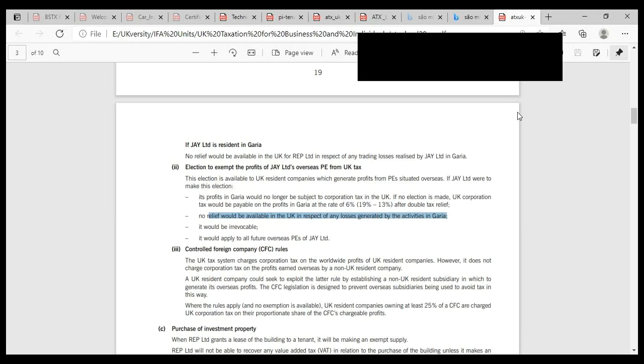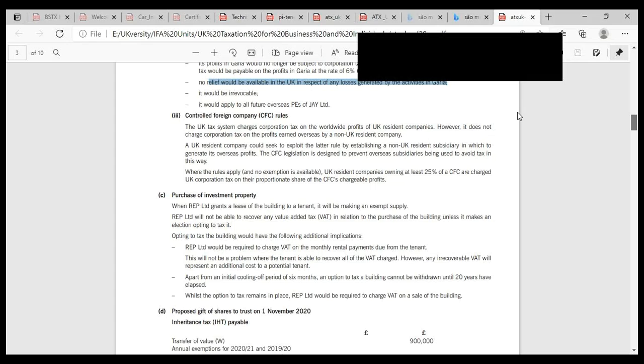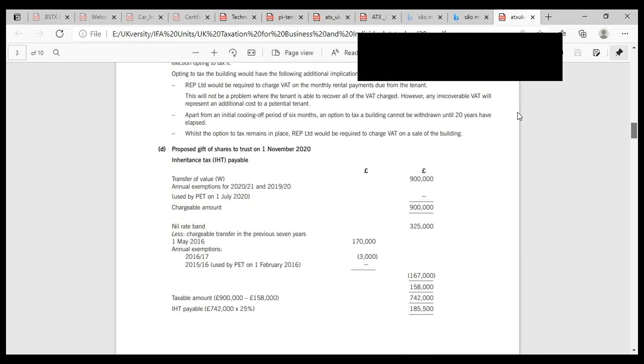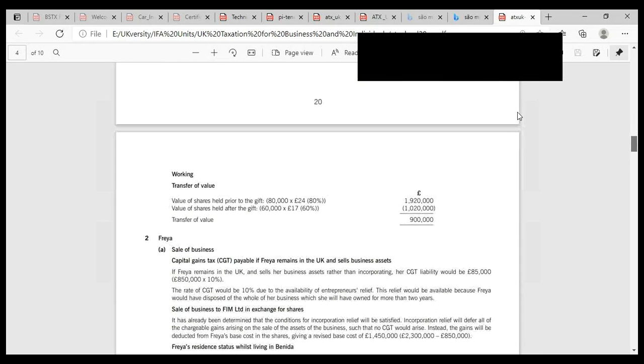So these are different scenarios. We need to look around and then apply them. Then we have the purchase of investments, where we need to look at the rules. Then inheritance tax, yes, the transfer of assets. So please go through this question before the next lesson, look at all the calculations, and then we can discuss further if there are any issues.